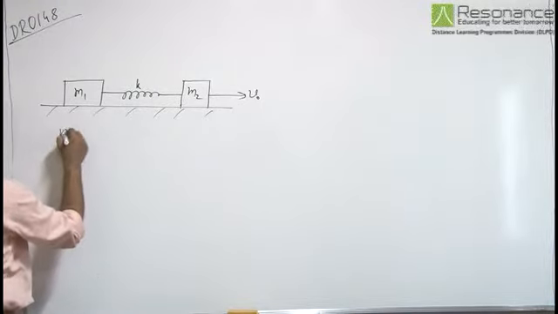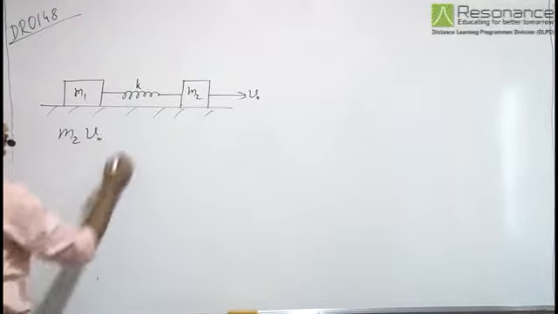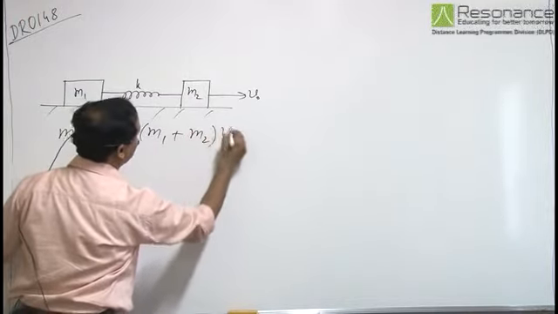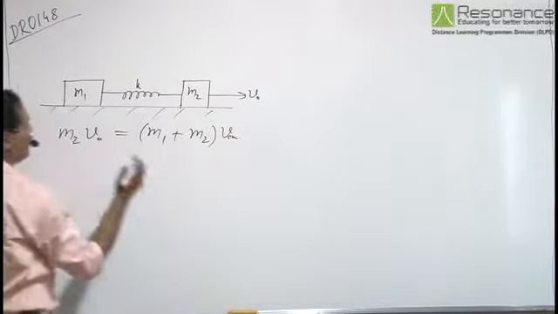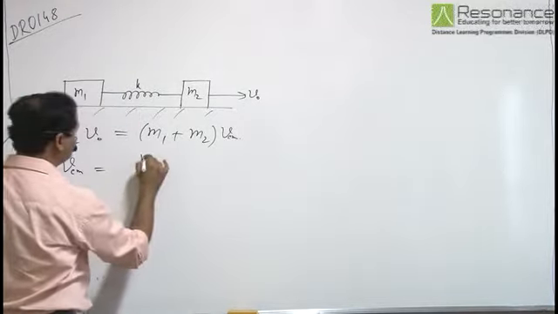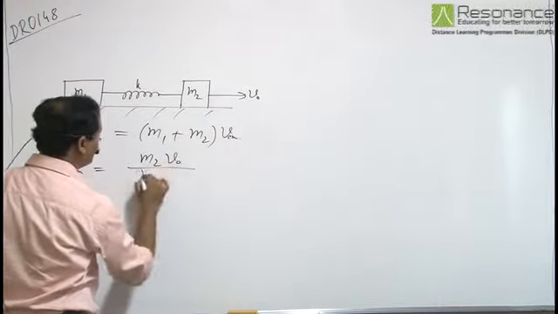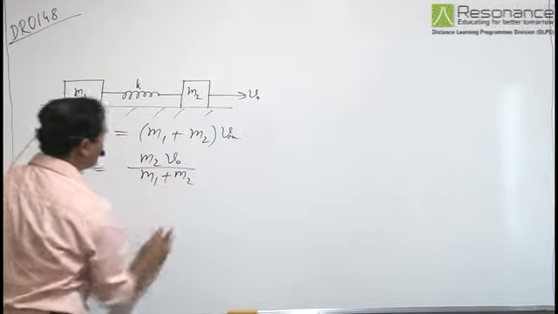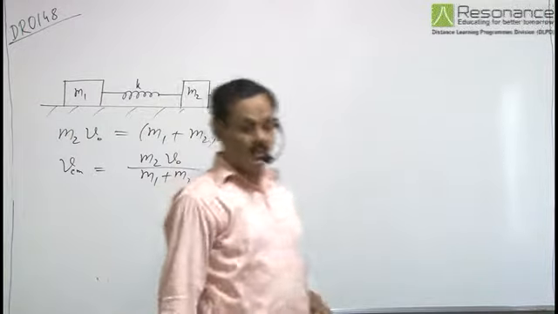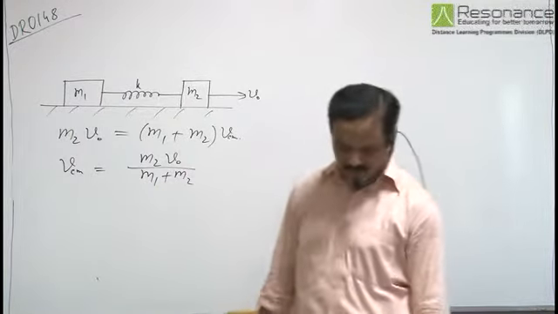So from conservation of momentum we have m2 v0 is equal to (m1 plus m2) into velocity of center of mass, or velocity of center of mass is equal to m2 v0 by (m1 plus m2). This is the velocity of center of mass. This is the answer of the first part of the question.